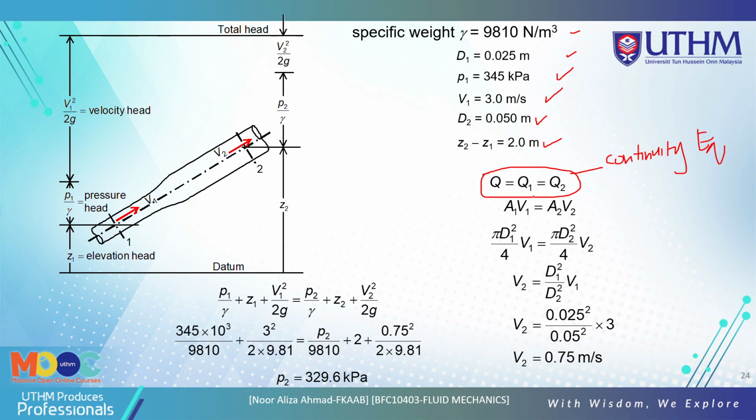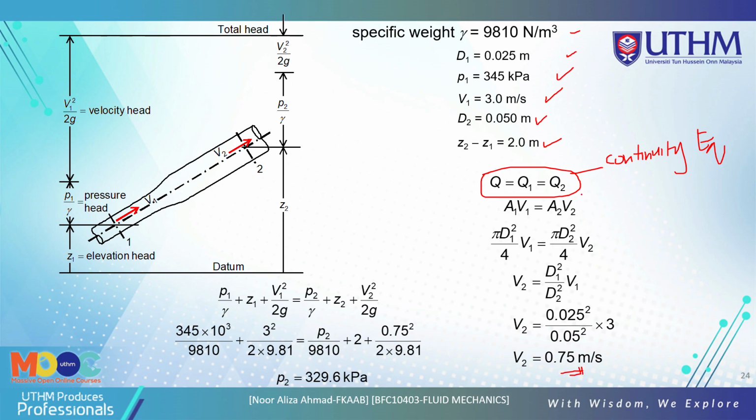Okay, so Q1 is equal to Q2. Q at point 1 must equal Q2. So you must calculate based on A1 V1 equals A2 V2. Just calculate the value here, and calculate the value here, until you find velocity 2. You put all the data here and you get velocity 2.